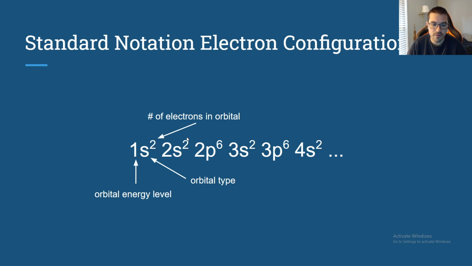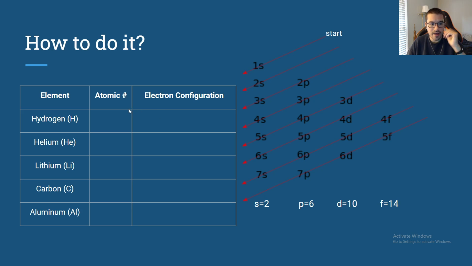And then what this says is that there are 2 electrons in the 2s orbital. And there are 6 electrons in the 2p orbital. So this, once again, would be an electron configuration for a big element that has lots of electrons. Let's look at a few examples with some smaller elements.